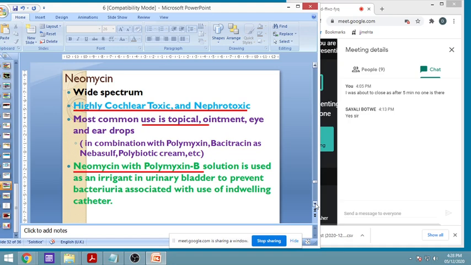Neomycin, when used with polymyxin B, is used as an irrigant in the urinary bladder. That means it flushes out everything in the bladder, so that it prevents bacteria associated with the use of an indwelling catheter. Whenever a patient is hospitalized and a urine catheter is put into the urinary bladder, it is used as an irrigant in the urinary bladder.